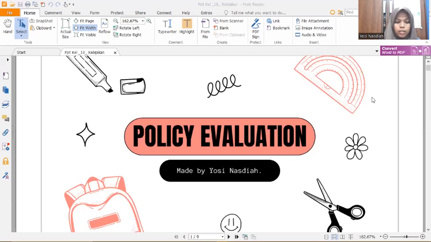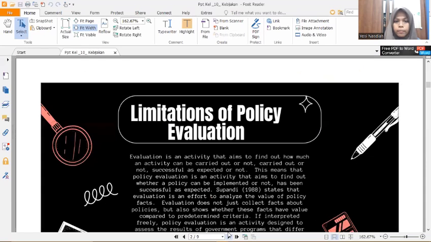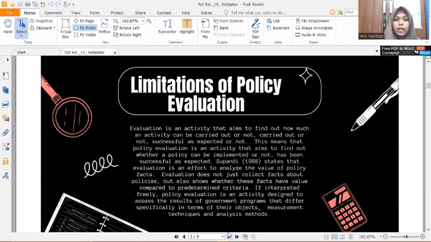Okay, let's go straight to the first material, namely the limitation of policy evaluation. Policy evaluation is an activity that aims to find out whether a policy can be implemented or not, and whether it has been successful as expected.